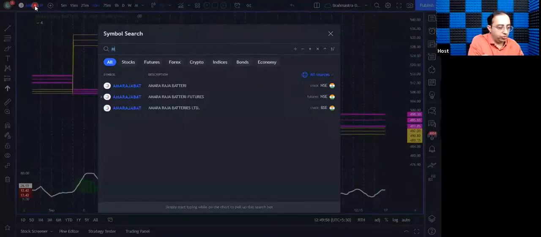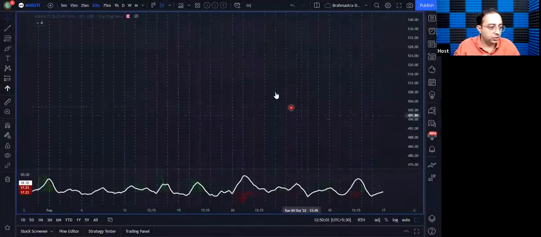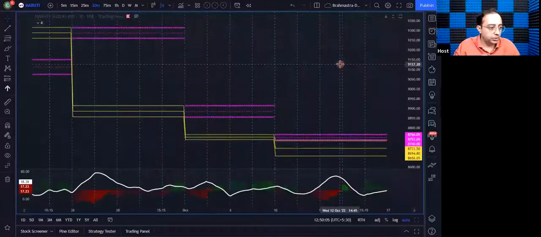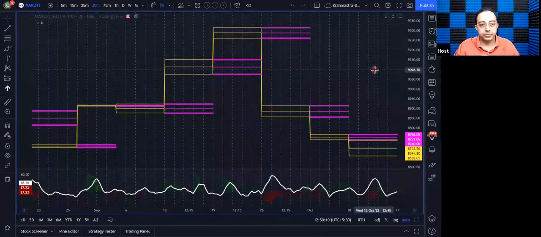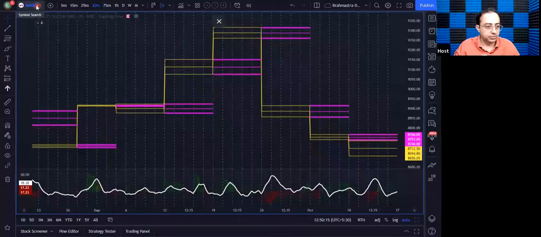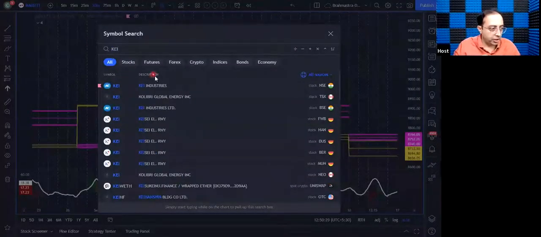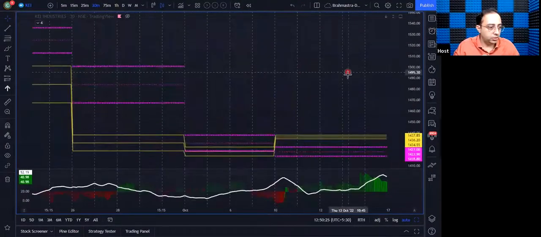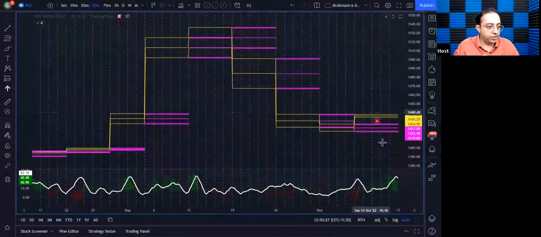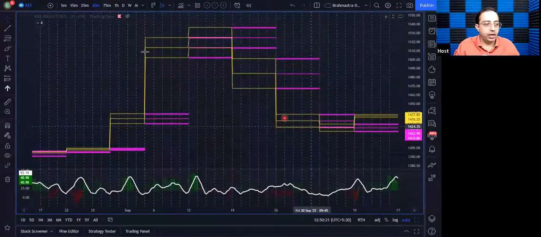Okay. Now I move to Maruti. Is it the narrowest in the last 7 trading sessions? No. Somebody is typing here, KEI. Is it the narrowest in the last 7 trading sessions? You have to compare the yellow with the others.